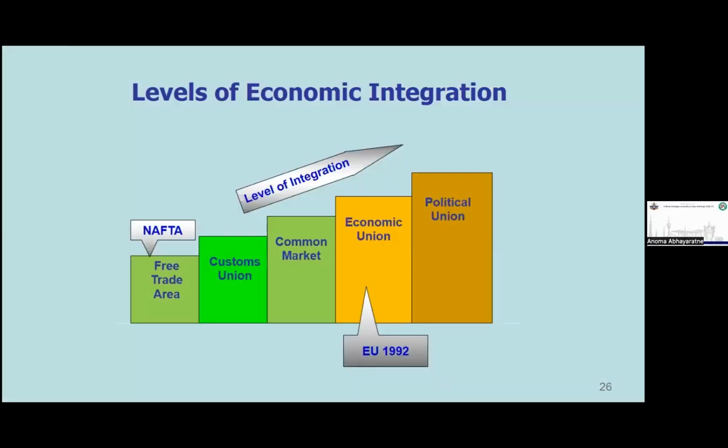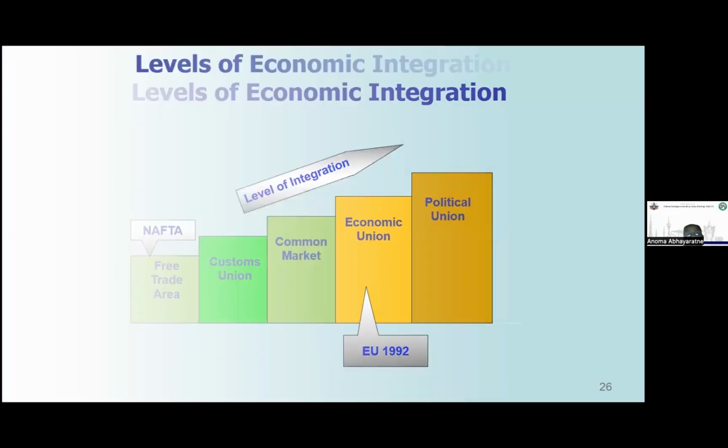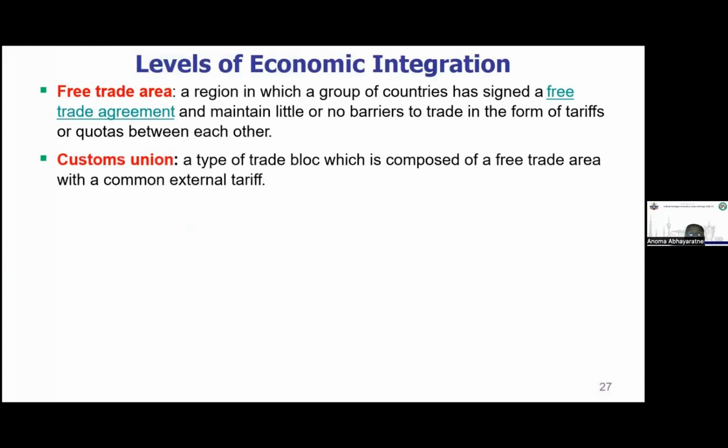These are levels of economic integration. We can work in a free trade area, or a customs union, common market, economic union, or political union like the European Union. I will briefly go through them. A free trade area is a region in which a group of countries have signed a free trade agreement and maintain little or no barriers to trade. We have signed such an agreement with India.